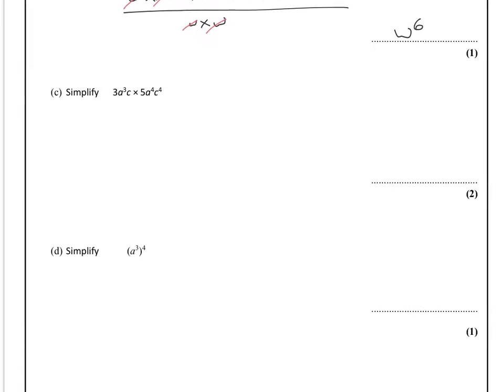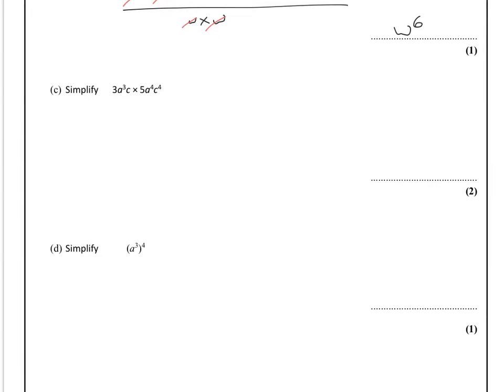Let's move on to part C. We've got 3a cubed c times 5a to the power 4 c to the power 4. So for each one we're going to multiply them together. So we've got 3 times 5, which is going to be 15. A cubed times a to the power 4 is a to the power 7. And c times c to the power 4 will give us c to the power 5.